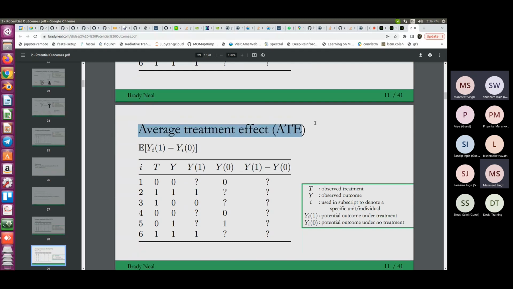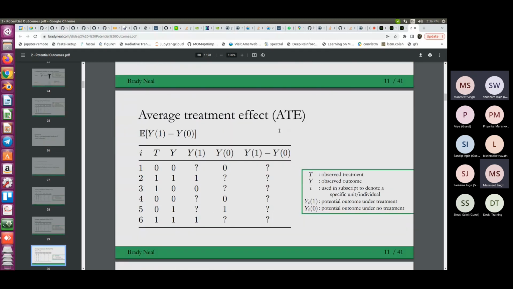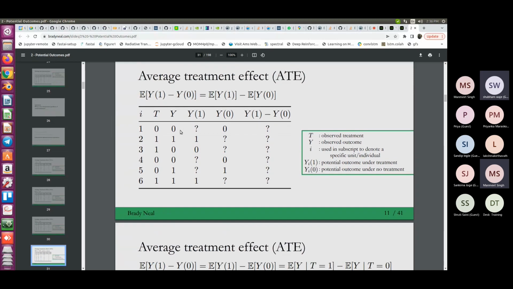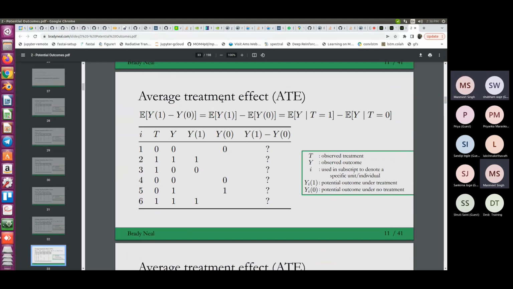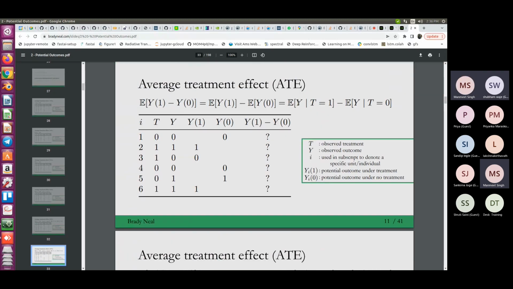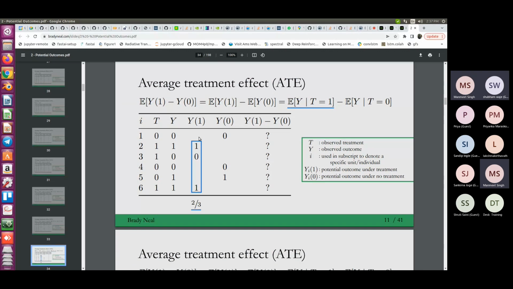So the way to get around this problem is by average treatment effect. You would basically compute the expected value of y1 minus y0. Okay, and you would take the expectation of y1 and subtract the expectation of y0 from that. So that eventually becomes the expected value of y given treatment equal to 1 minus the expected value of y given treatment equal to 0. So what is the expected value of y given the treatment is 1? Okay, so let's say 1 corresponds to the person living and 0 corresponds to the person dying.